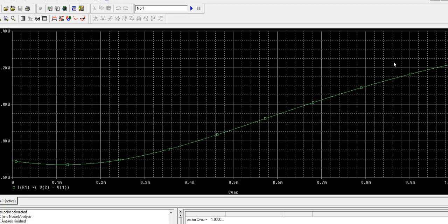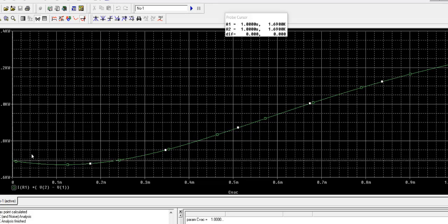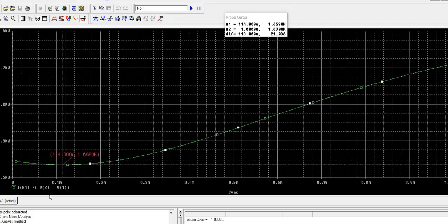Now at resonance the power absorbed is at its lowest. So if we want to see this, go to toggle cursor. This is almost the point, you can see. If you want to see the value, select mark level. So this is the point when resonance is obtained, the power absorbed by the resistance is 1.669 kilowatt.